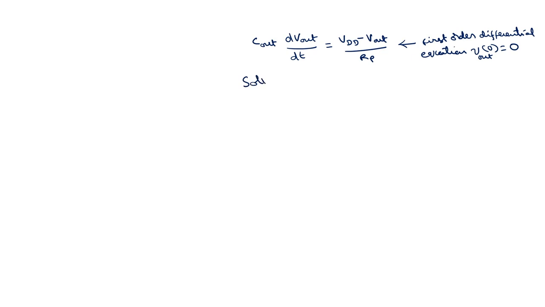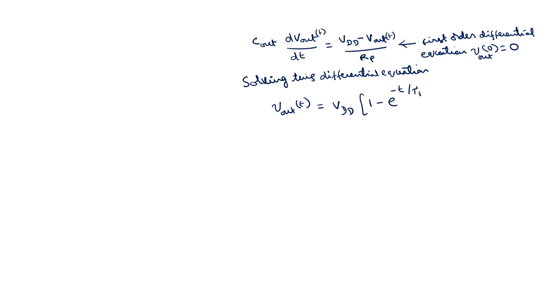By solving this differential equation, we can obtain the expression for V out of t, where all these are functions of t, I am not writing it, as V out is equal to VDD into 1 minus e to the power of minus t by tau p. The solution of first order equations you might have studied in your mathematics. Here tau p is Rp into C out, which is the time constant of the CMOS device.